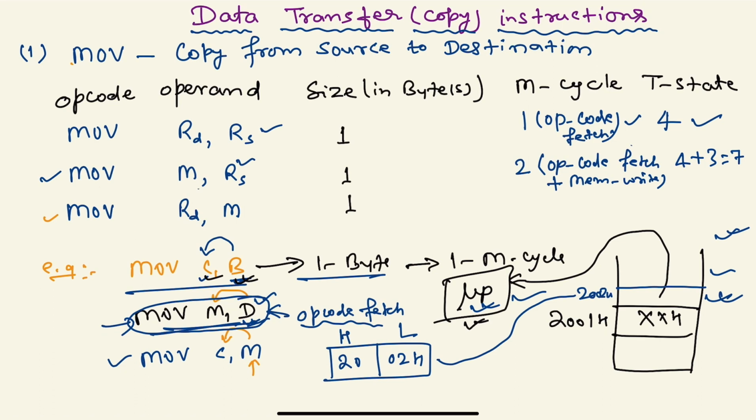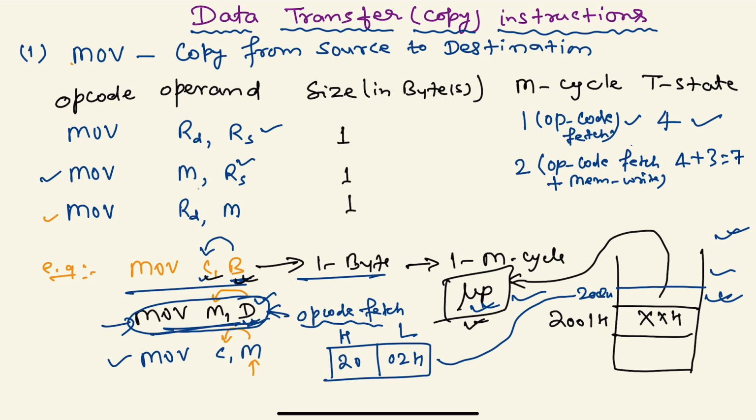So for the successful execution of this move M comma D, it will take 7 T state. It means 7 T state means 7 clock cycles or 7 clock periods are required for the complete execution of this move M comma D.